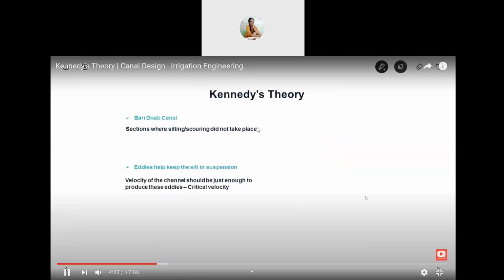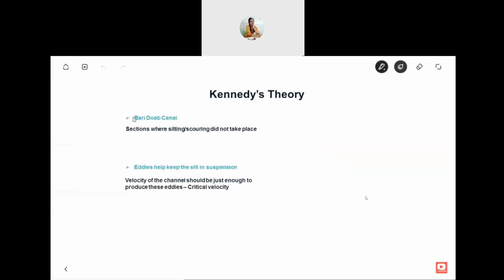So what Kennedy did was he carried out research in this Bari Doab canal. He selected places where the silting or scouring does not take place at all. For the last 30 years, the silting or scouring did not take place at certain sections of the channel. He selected only those sections and tried to come up with an idea why it is not happening. So he came up with this theory.